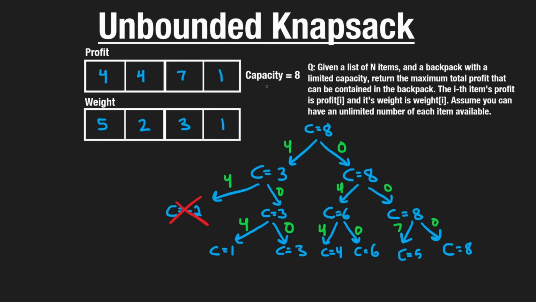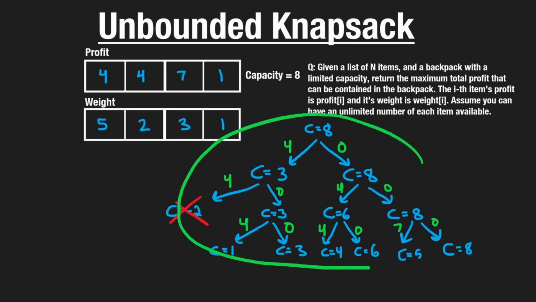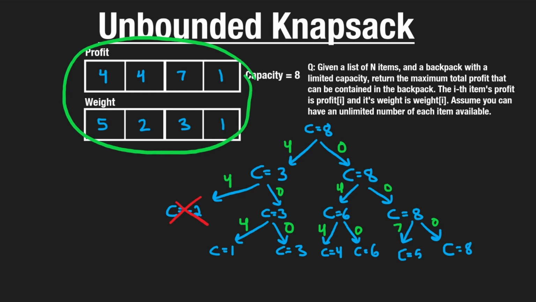The original problem we were given, we have a capacity of 4, and we have these 4 items we can choose from, and we have an unlimited quantity of each of them. That was the original problem. That's the root node, essentially. And with this decision tree, we're trying to calculate all possibilities. And among those possibilities, we're trying to calculate the one that maximizes the profit, of course.